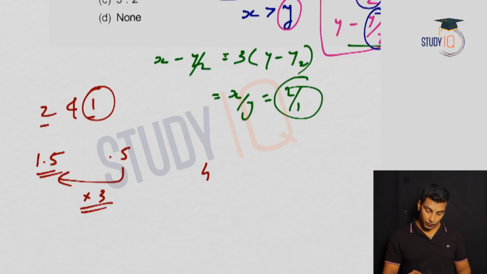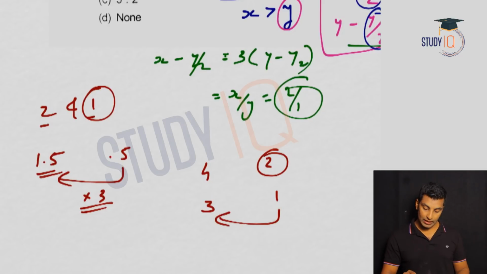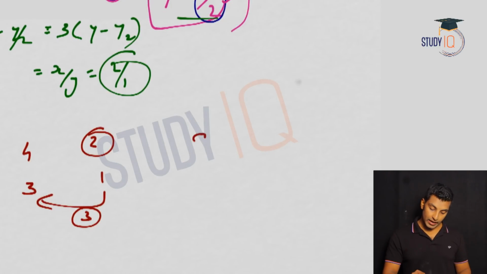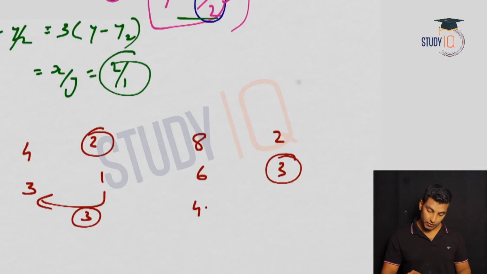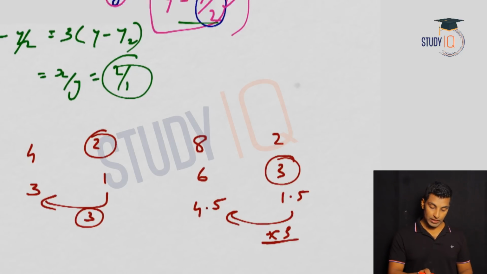If you take 4 and 2, then what is half of the smaller? That is 1, right? So it will become 3 and this becomes 1. Here also you can see 3 times. If you take 8 and 2, you still get the same. If you take 6 and 3, what is half of 3? That is 1.5, so this becomes 4.5 and this becomes 1.5. This ratio is 3 times, right? So that's what is actually given.